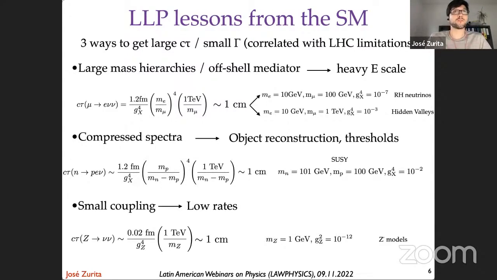And then the last one is sort of obvious. If you have a very small coupling and you're using it somewhere in your production, then your rate is very low. And that's it. It's something you have to deal with if this coupling is doomed to be small, or try to test your model in another way.